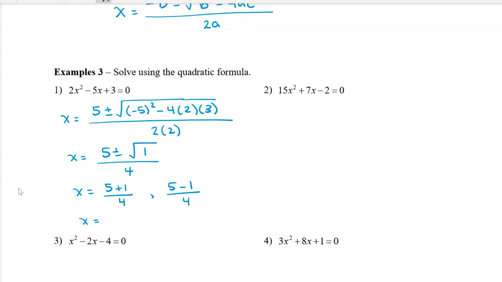So here we get 5 plus 1 is 6. 6 over 4, which reduces to 3 over 2. 5 minus 1 is 4 over 4, which reduces to 1. So there are my two solutions.